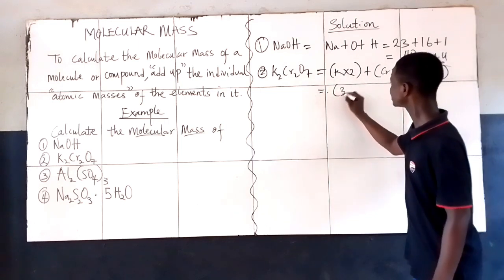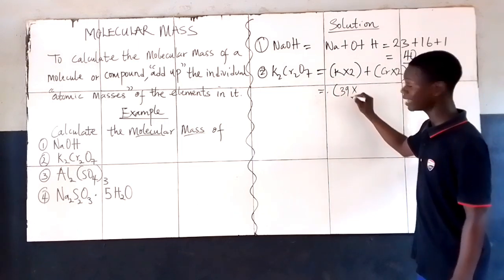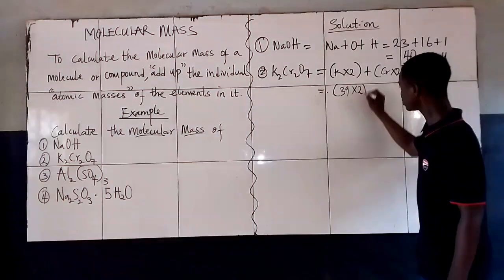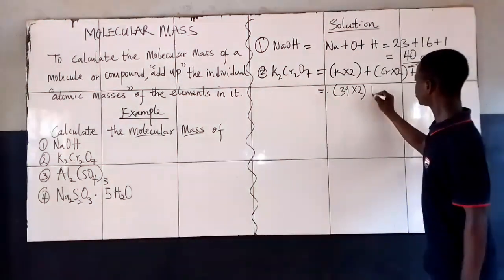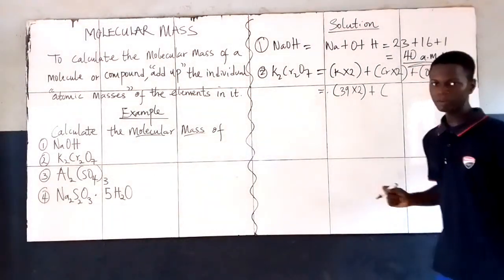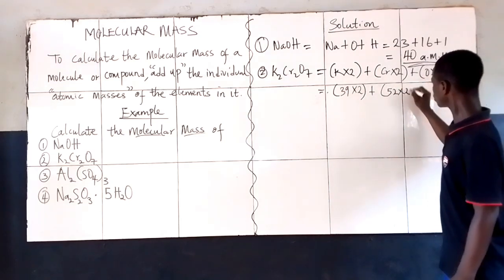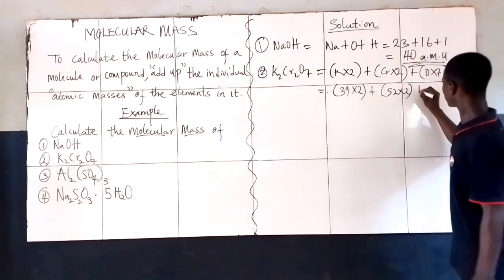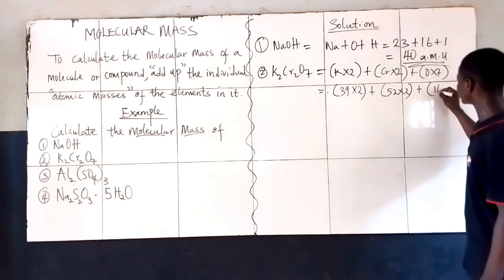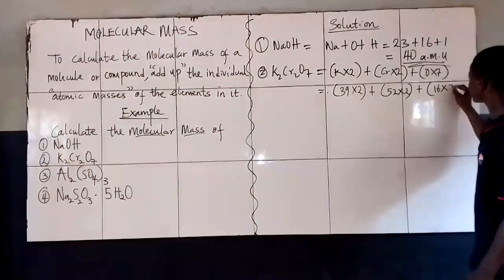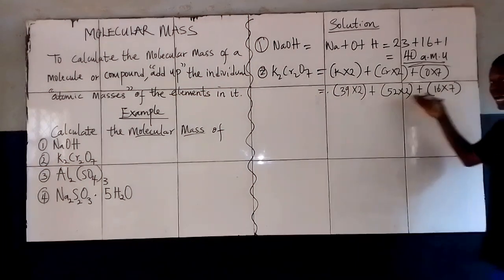Potassium is what? 39. So we say 39 times 2. Are you seeing that? Good. Then plus atomic mass of chromium is 52, times what? 2. Are you seeing that? Plus atomic mass of oxygen is 16, times what? 7. So this is what you now have.